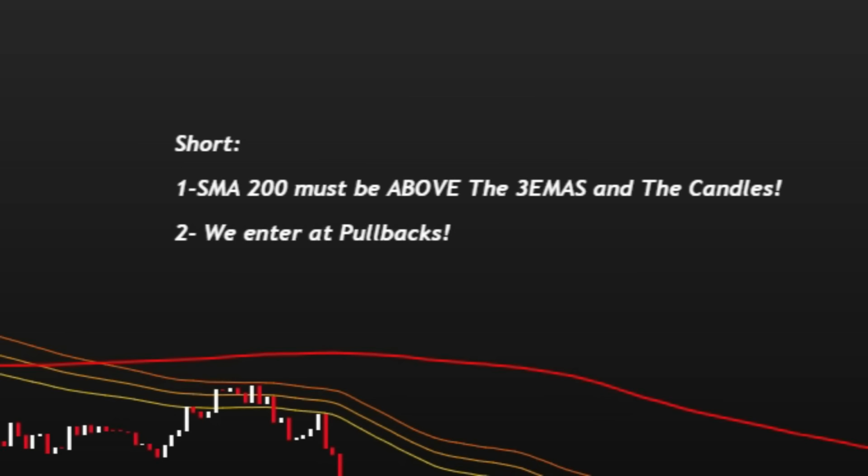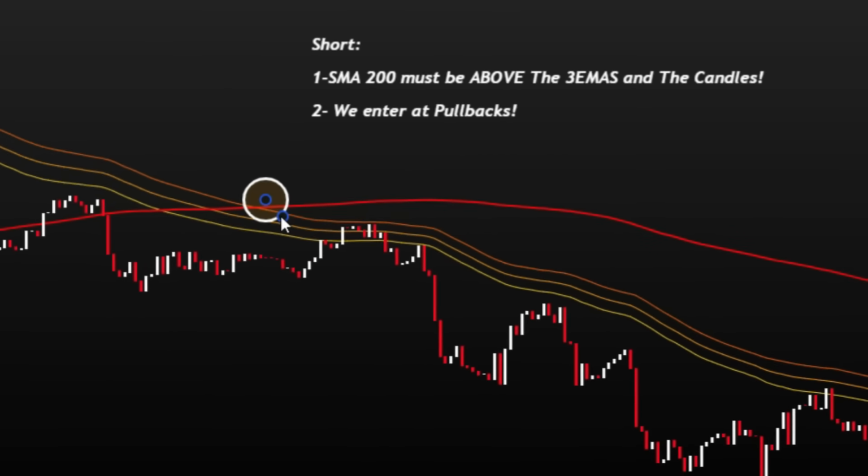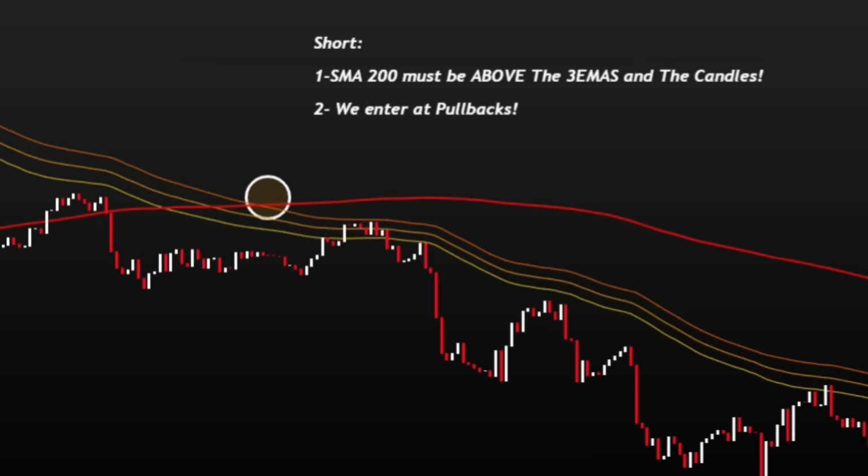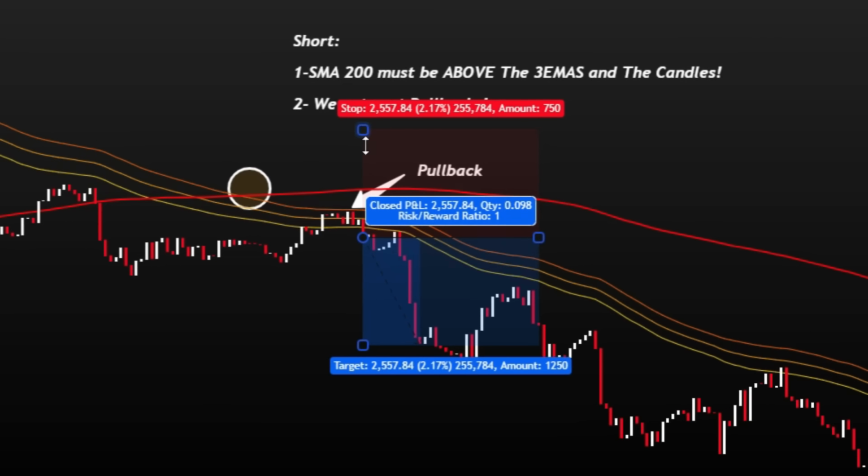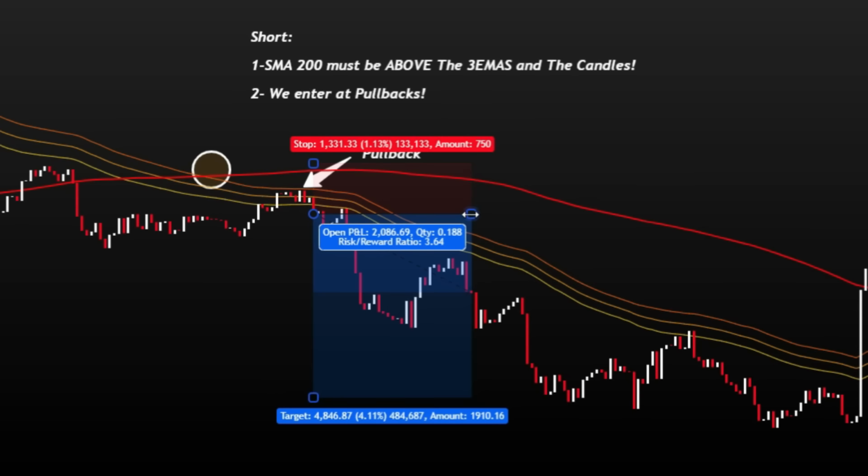In this chart, it's clear that the SMA 200 has moved above the candles and the 3 EMAs, confirming a long-term trend shift to bearish. Just a few candles later, we can see the pullback. That is our safe and tight entry into a short position, giving us a precise way to ride the new downtrend.